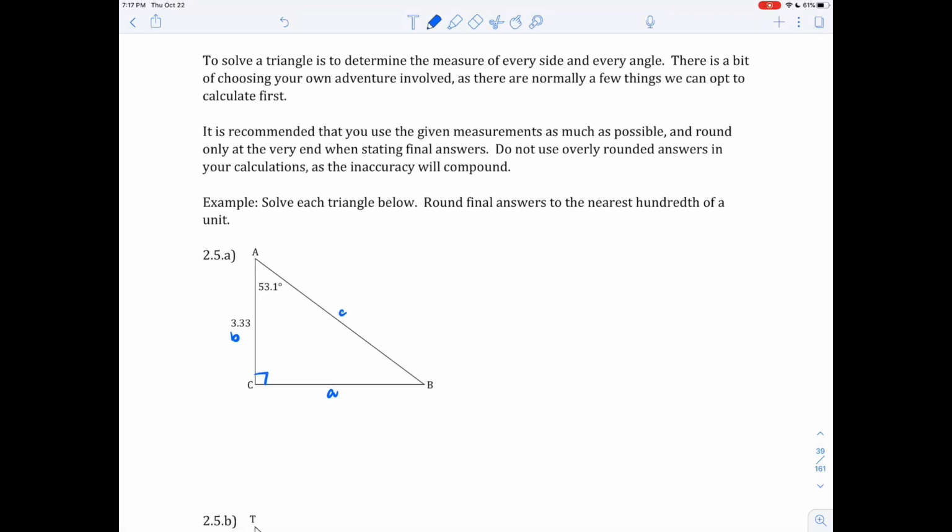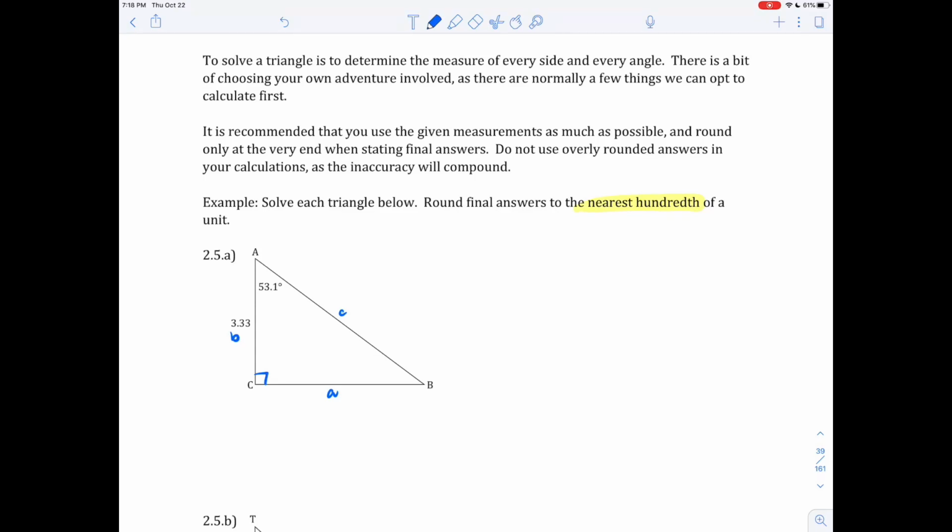We have options here. There are so many things that we could choose to find if we choose to. Wherever you start, it doesn't really matter as long as you eventually find the three things that we're missing. Because we have side B, we have angle A, we have angle C. We don't have angle B. There's one angle we're missing. There's two sides we're missing. So let's check those all off one at a time. We're going to round to the nearest hundredth of a unit for all of our final answers.